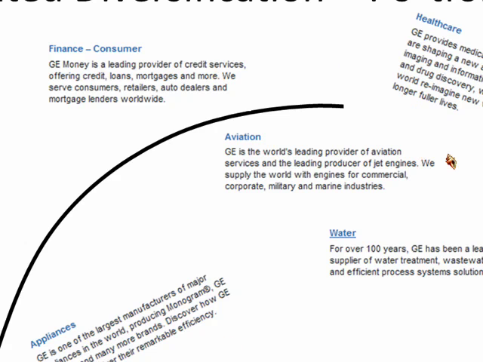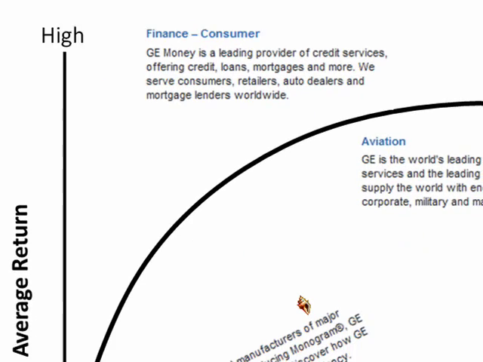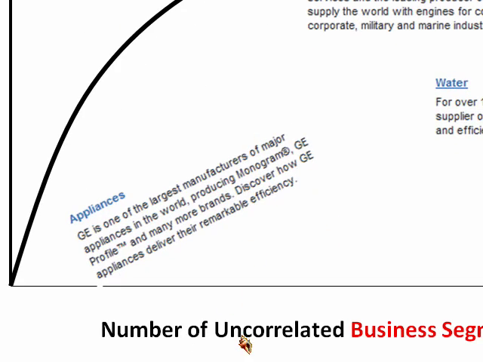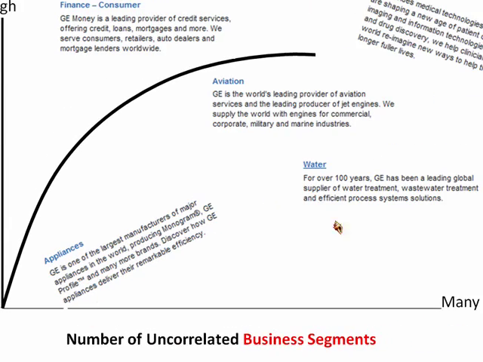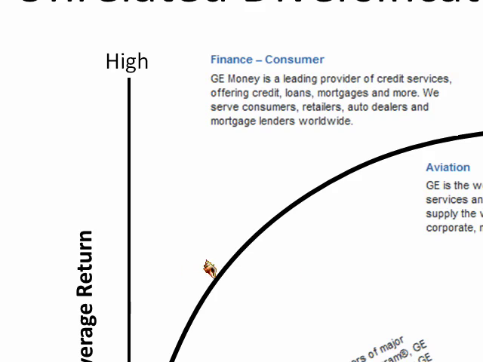In fact, they're very successfully involved in a lot of these areas. But what General Electric realizes is that if one of these segments happens to be down, then quite possibly one or more of the others can help pull them up. Therefore, in the General Electric portfolio, their uncorrelated business segments, being in all these different and many, many more industries, increases their average return because it diversifies away their risk.